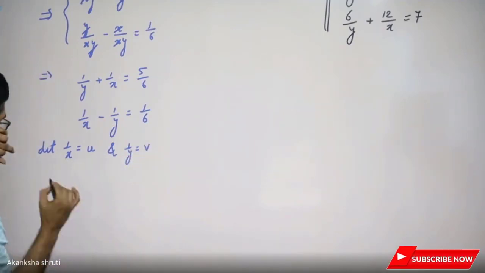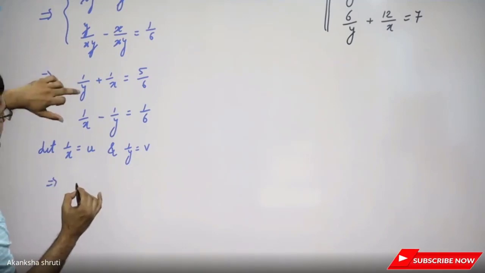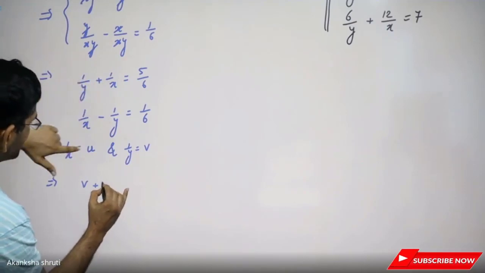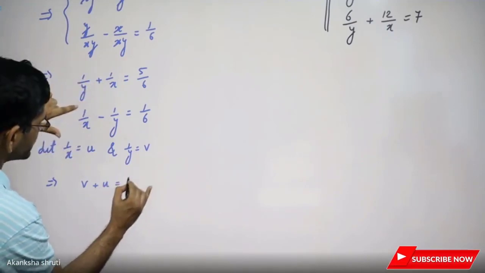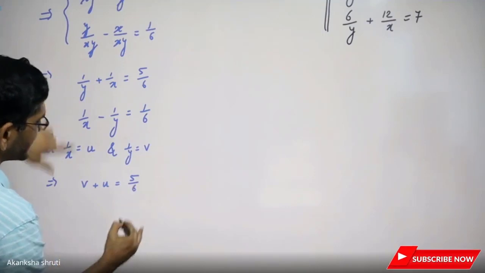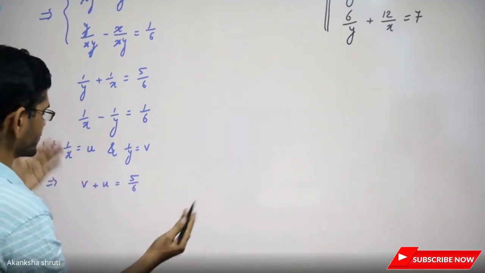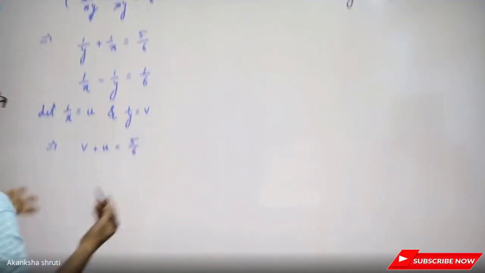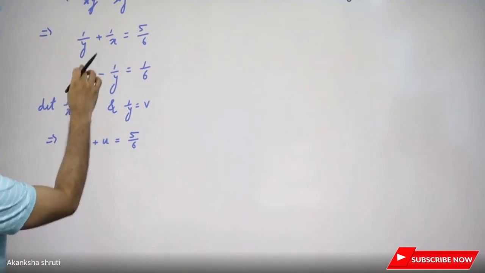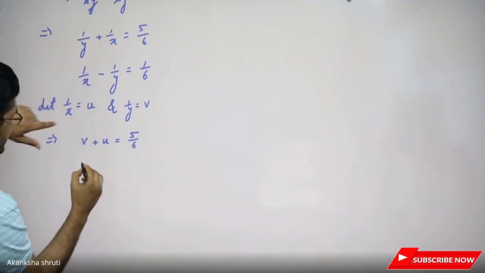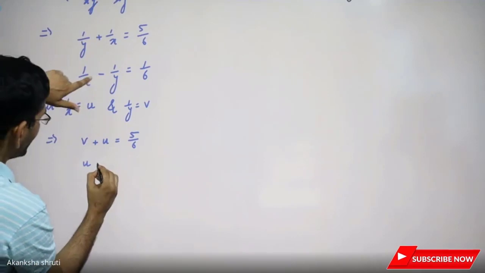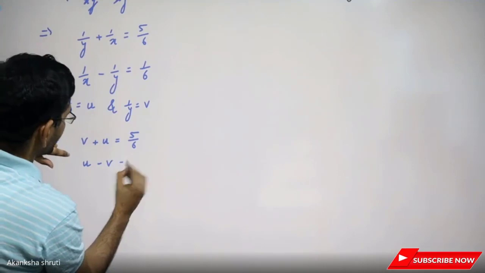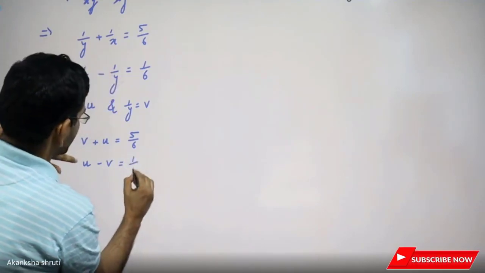The equation becomes, in place of 1 by y we will put v, u plus v is equal to 5 by 6. Students, you may multiply this 6 here also, that's also okay, or we can keep this fraction on the right hand side, that also doesn't matter much. The next one is 1 by x, that is our u, be careful, minus 1 by y, that is our v, is equal to 1 by 6.